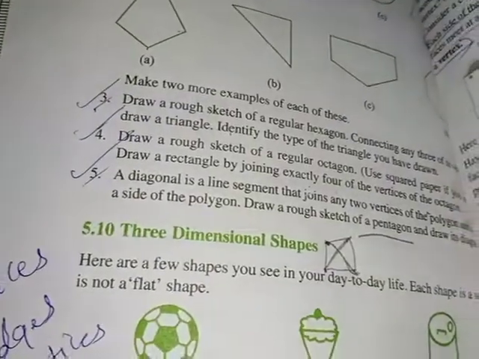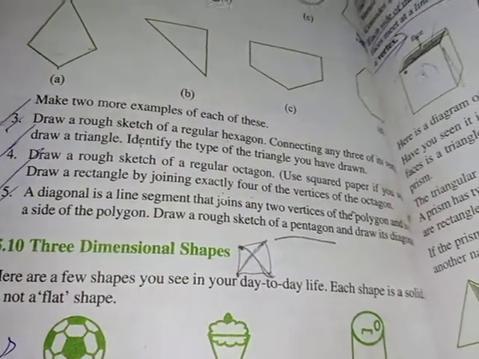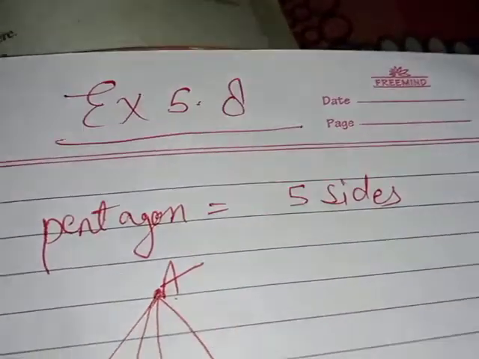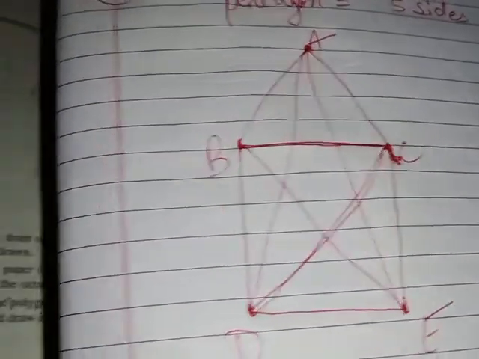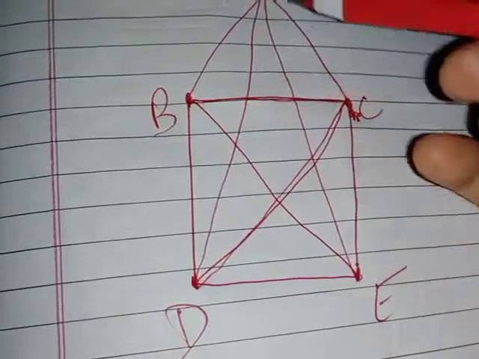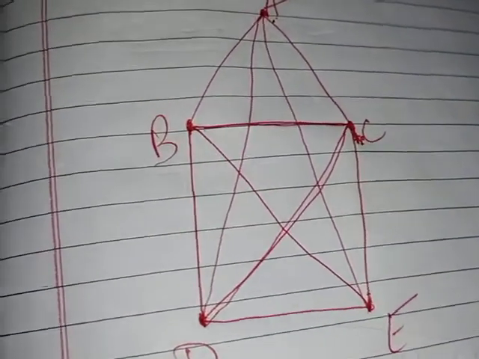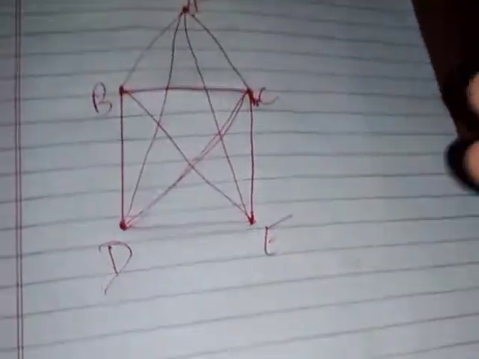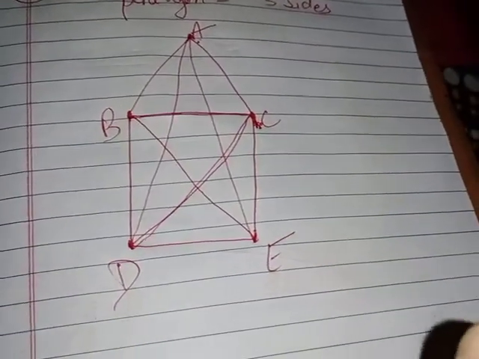So in the question, we have to draw the rough sketch of a pentagon. We know that pentagon is a polygon with 5 sides. So a 5-sided polygon we have drawn. After that we have to draw its diagonals. How to draw the diagonals? For diagonals, we will join all the vertices. Like this also you can draw. Any other figure also you can make, it should have 5 sides.